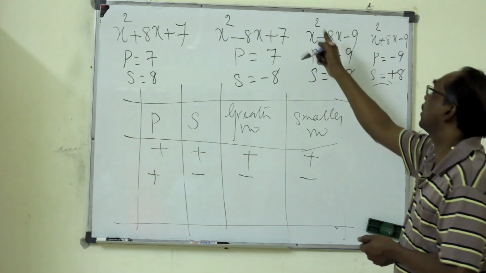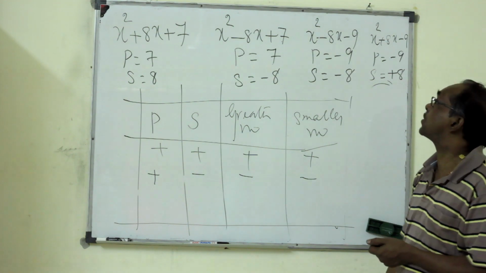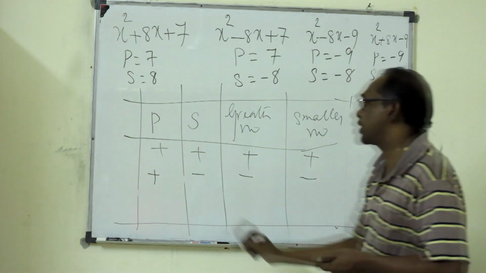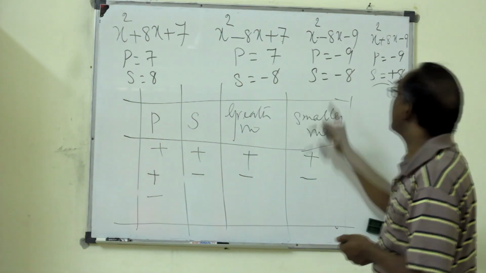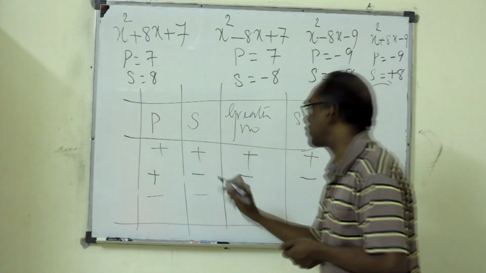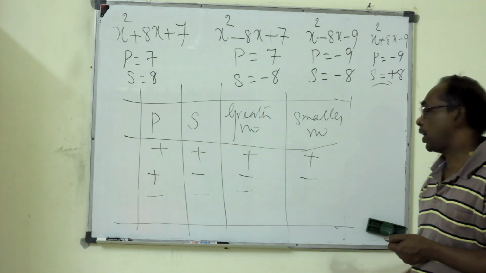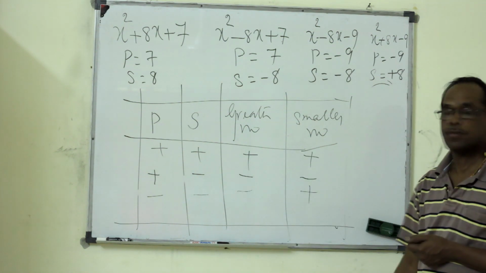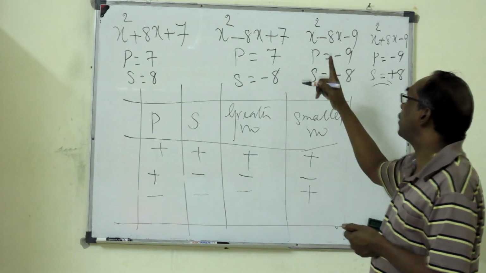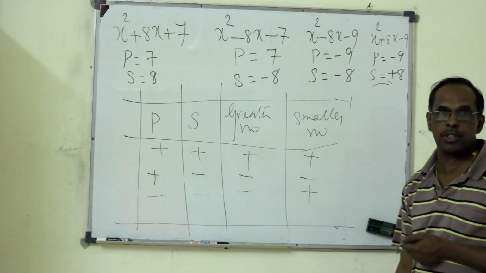What is the third case here? X square minus 8x minus 9. What is the product? Product is minus 9. What is the sign of it? That is minus. So product is minus, sum is also minus. In that case, the greater number will be minus and smaller number will be plus. So when the product is negative, sum is negative, the greater number is negative and the smaller number is positive.